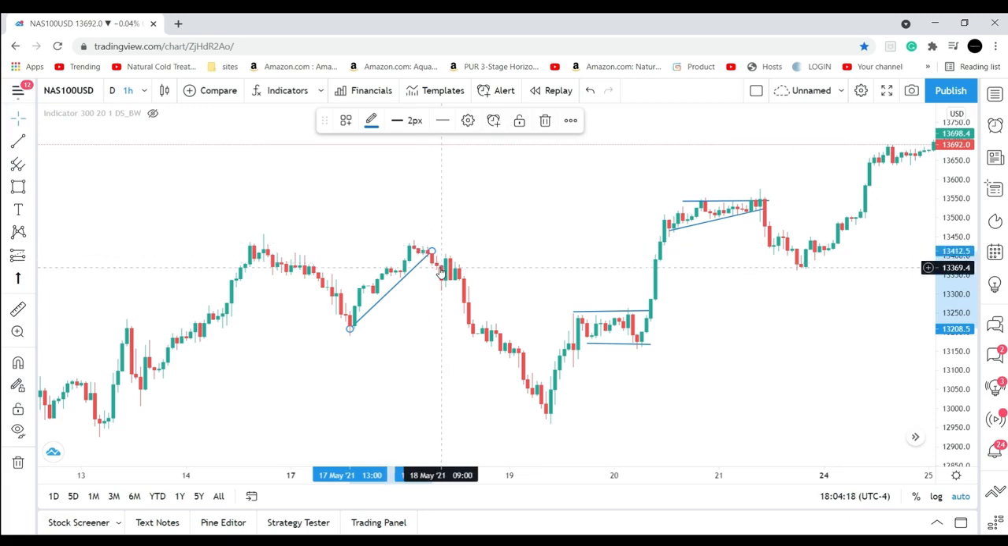You want to wait for that breakout to happen first, and then wait for that pullback. Okay, so that is the strategy. And I want you guys to understand this because this is very, very powerful. Okay. So let me show you guys another.